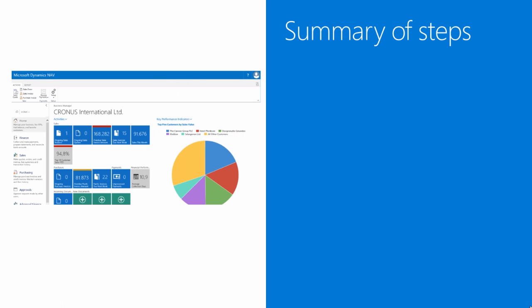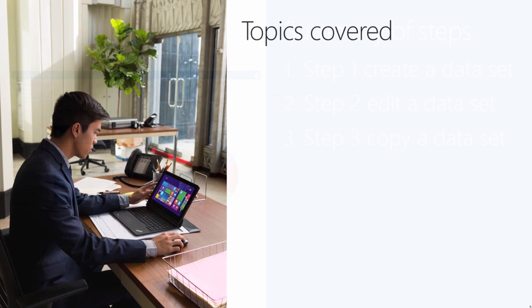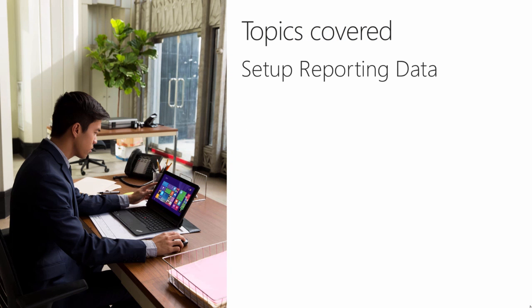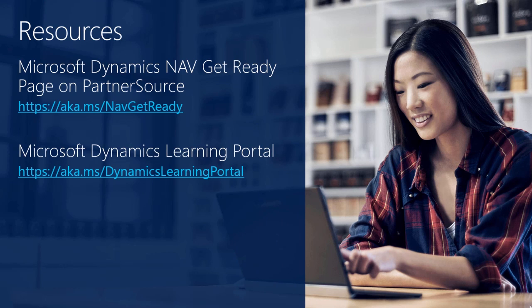Let's summarize our steps. In the first step we created a new dataset. In step 2 I demonstrated how to edit an existing dataset, and in step 3 we copied an existing dataset, added a filter in the wizard but also in the Excel file. In this video we covered how to create an OData endpoint that can be used in Excel, Power BI, Power Apps or Microsoft Flow. To learn more, please visit the following resources.